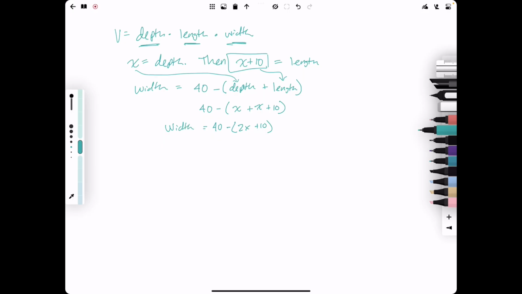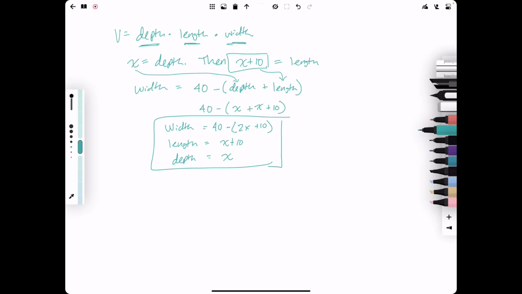And maybe, using my strategy of listing out all your variables, just so it's all in one spot: the length is x plus 10, and the depth is x. So there are my key variable expressions. It's usually helpful to have them all in one spot.